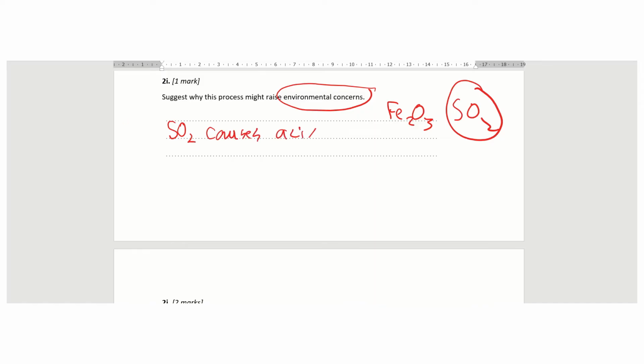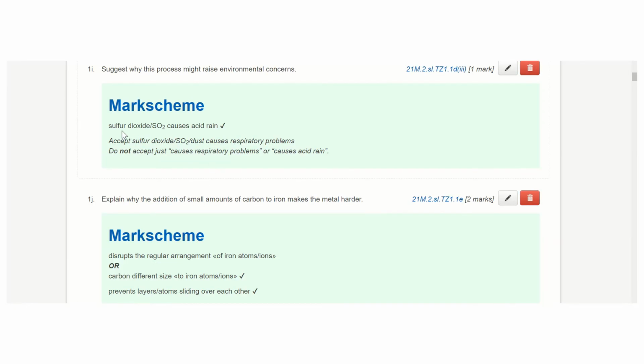And as we know, acid rain is both harmful to us and the environment around us because it is a pollutant. So it causes acid rain, okay? Another reason that sulfur dioxide is harmful is because if you inhale its dust, then it's going to cause respiratory problems. So if we go to the mark scheme, you can see here that they want you to mention exactly that it's the sulfur dioxide that's causing acid rain, or that the dust causes respiratory problems. You cannot just say that it causes respiratory problems or that it causes acid rain. You have to specify that it's actually the sulfur dioxide.